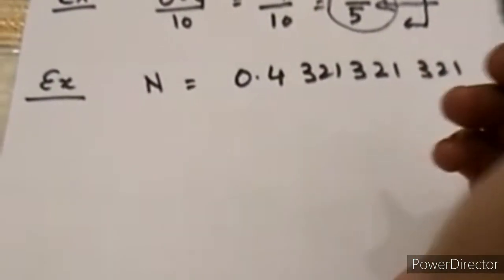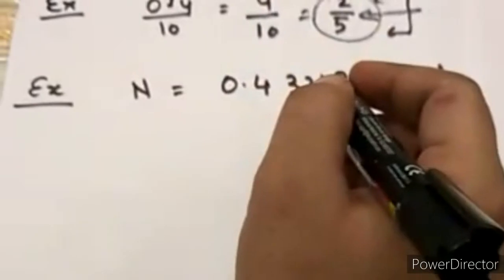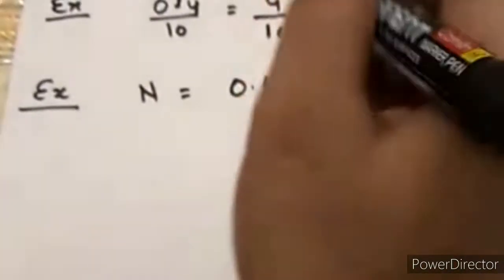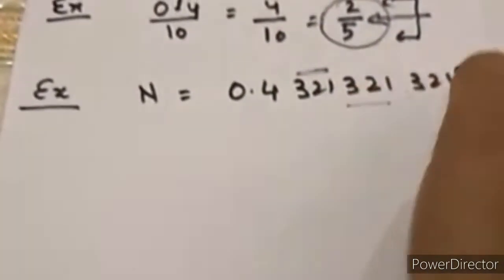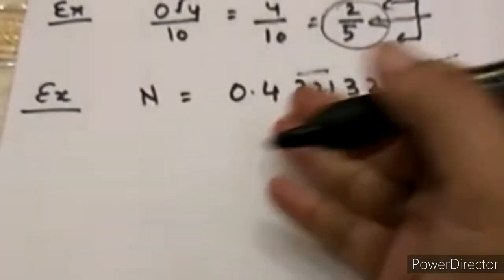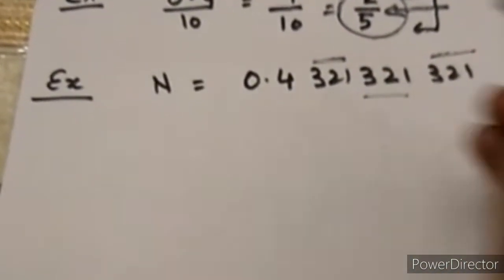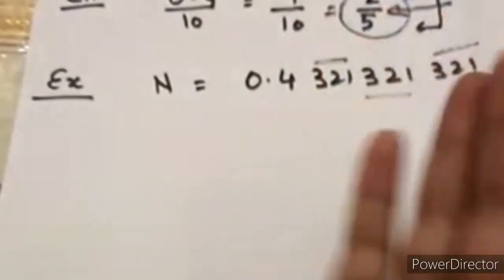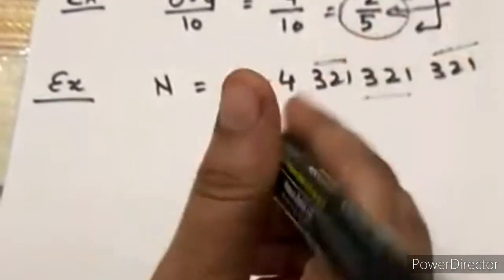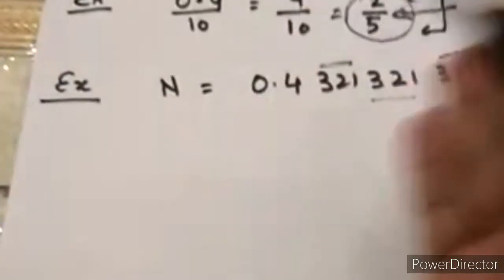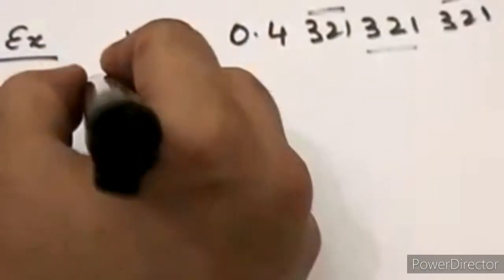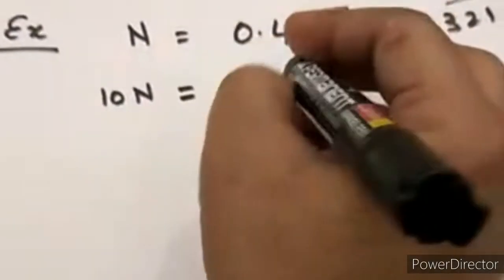So firstly, go with the classic approach. If you look at this number, you will find that after 4, the decimal acquires a recurring pattern, recurring in a group of 3 numbers. Now we need to find the P by Q of this form. So what will we do? Firstly, we need to cancel out the right side of the decimal part. Since we have only one non-recurring number, we will multiply by 10. What is 10n?